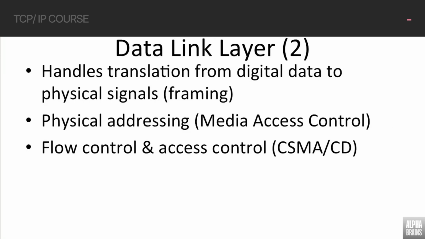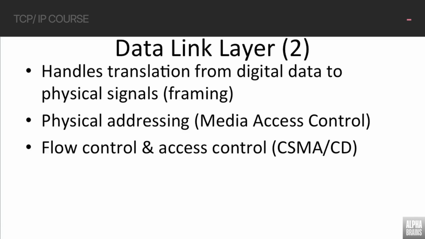Now, the data link layer is responsible for doing the translation from the digital data to physical signals. So it's got to do these frames in order to make sure that the messages are able to be sent across the physical medium. So it frames the messages out in a way that can be transmitted based on what the physical medium happens to be, whether it's fiber or coax or 4-pair wire.